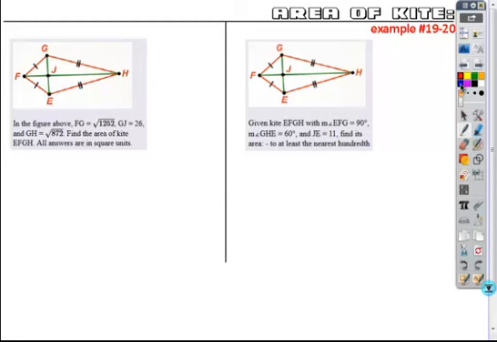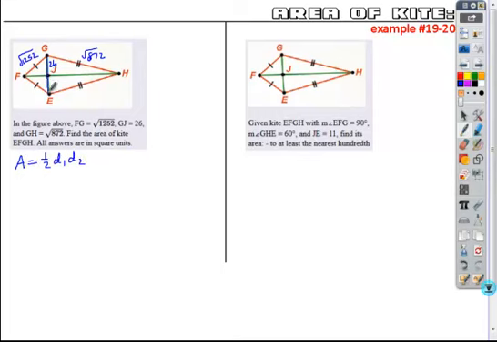Label what you have. You're told that FG, this length, is root 1252, GJ is 26, and GH is root 872. Okay, so based on those measurements, what you need to do is find the area of this kite. So the area is going to be 1/2 the product of the diagonals.